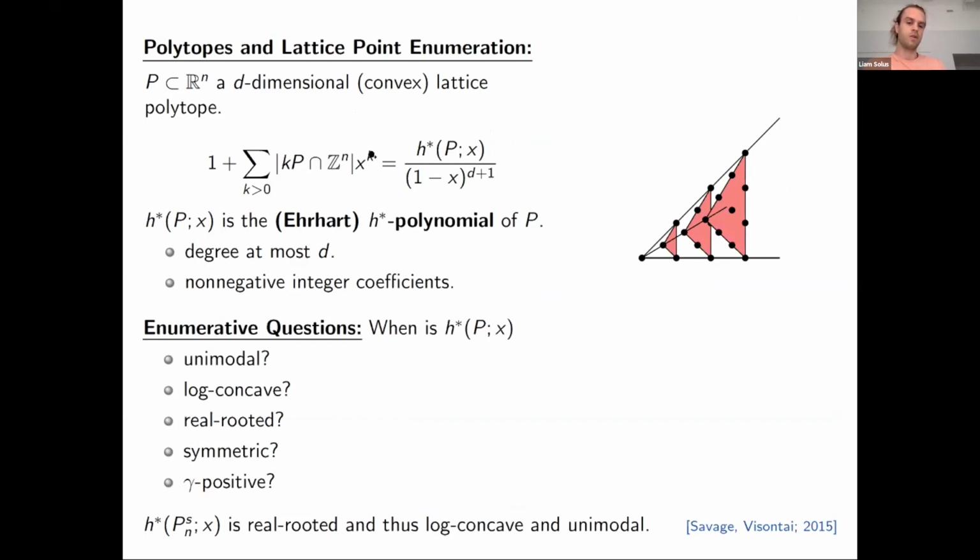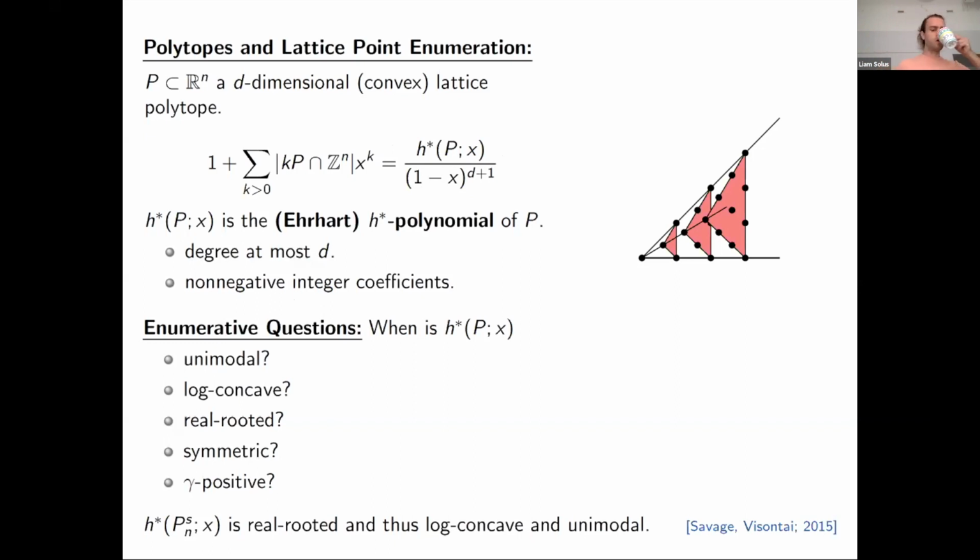This lattice point enumerator is actually a polynomial. This is the same up to a change of basis. And the nice thing about this basis is that it's encoding all of this lattice point enumeration properties using only non-negative integer coefficients. So this polynomial has only non-negative integer coefficients, which makes it very nice to try and understand from a combinatorial perspective. So naturally, we ask a lot of enumerative questions about this, and in particular, what sort of inequalities might hold amongst its coefficients.